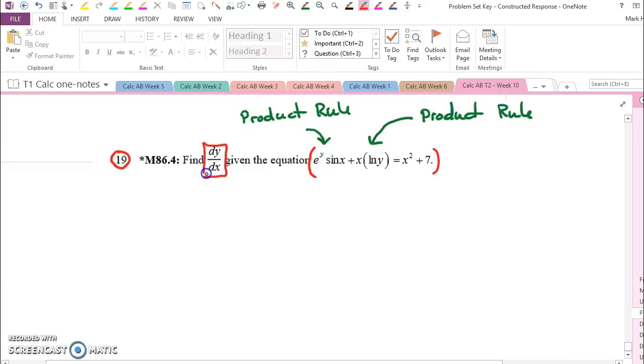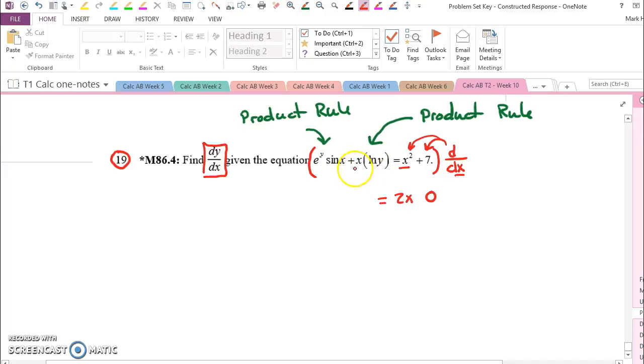So we've been asked for dy/dx, and there's no derivatives here, so we'll need to differentiate with respect to x. First term, 0. Second term, just 2x, because I'm differentiating with respect to x. And now for the other side, we're going to have two product rules.